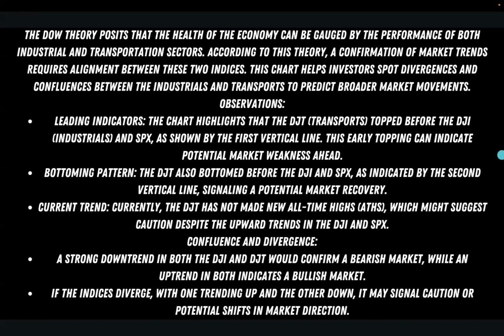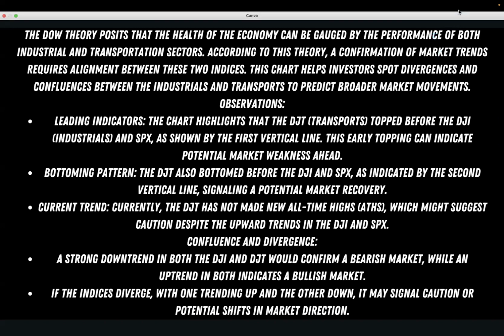Now, the Dow theory posits that the health of the economy can be gauged by the performance of both industrial and transportation sectors. According to this theory, a confirmation of market trends requires alignment between these indices. This chart helps investors spot divergences and confluences between the industrials and transports to predict broader market movements. This can potentially be a leading indicator, right?